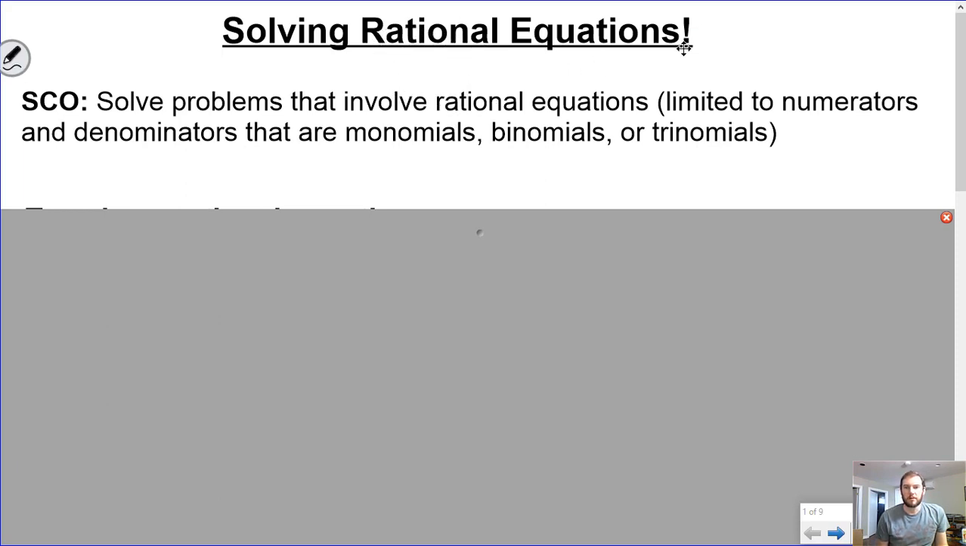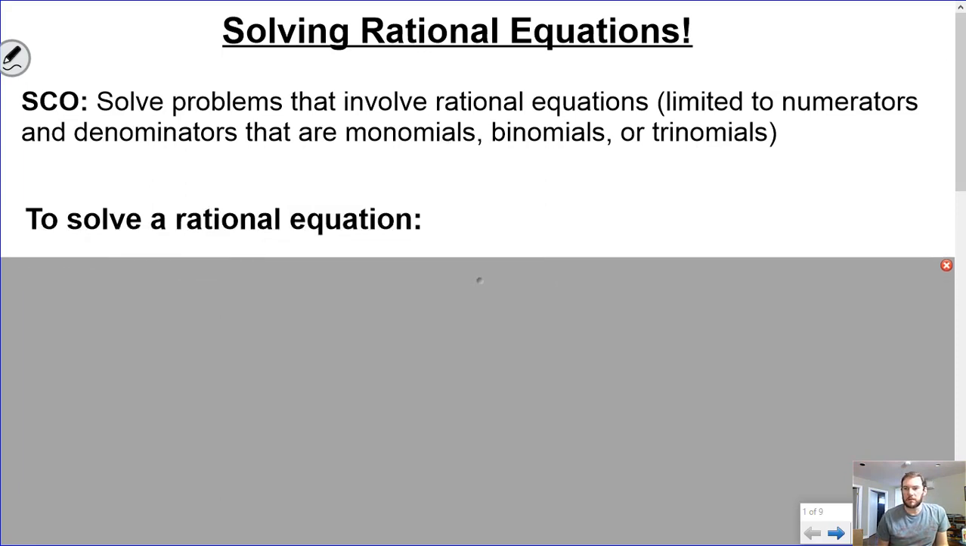But in this case, we're talking about rational equations or rational expressions. So again, a reminder, if I had something like 2 over x, that is a rational expression. But what we're going to be doing now is saying, okay, 2 over x is equal to 3, so solve for x. That's going to be our goal now, dealing with these rational expressions when they're set equal to something. So here's the curriculum outcome: solving problems that involve rational equations.